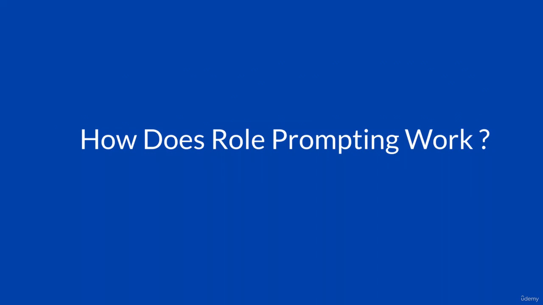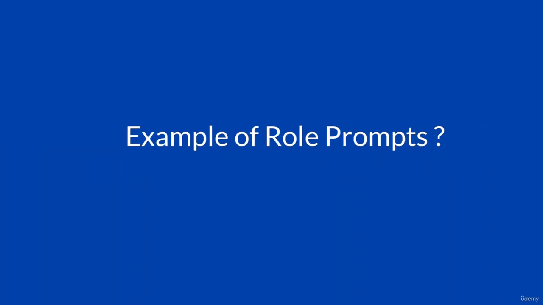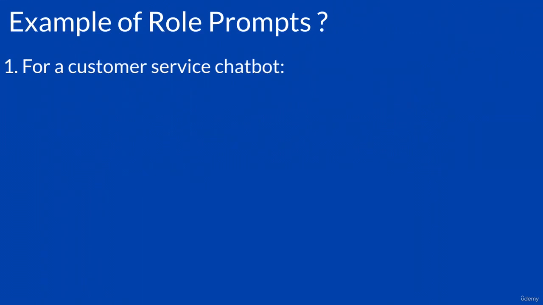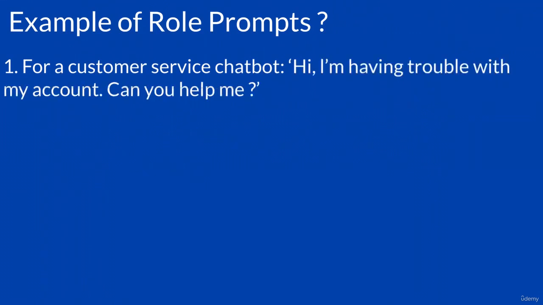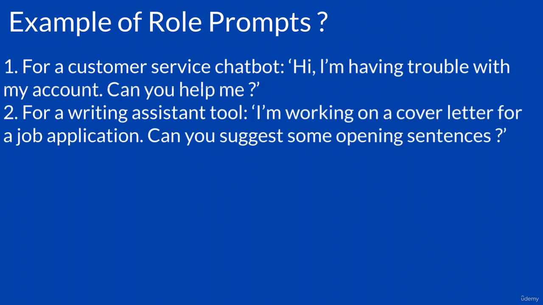This might include information about the user, the context of the conversation, or the type of response that is needed. Here are a few examples of role prompts in action. For a customer service chatbot, "Hi, I am having trouble with my account. Can you help me?" For a writing assistant tool, "I am working on a cover letter for a job application. Can you suggest some opening sentences?"